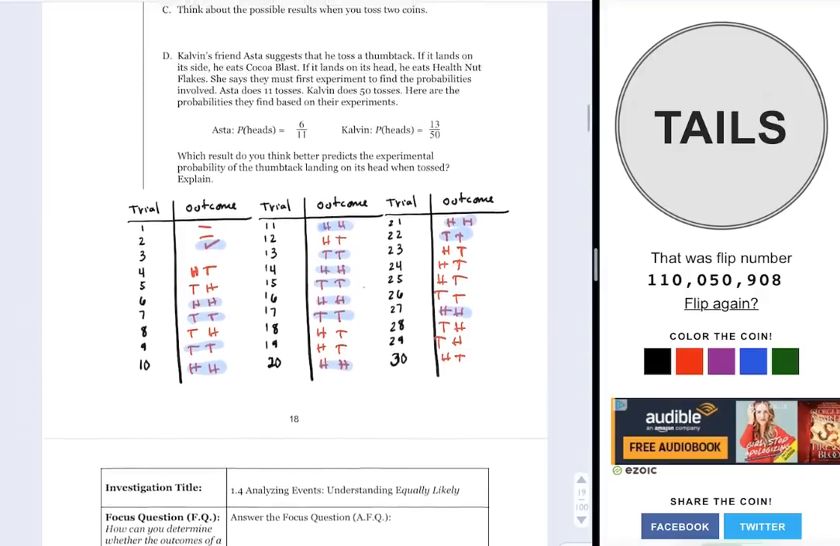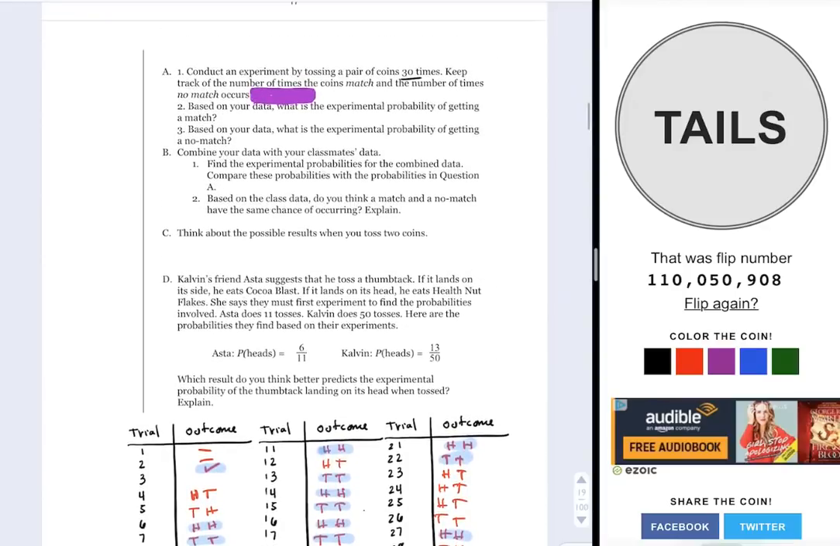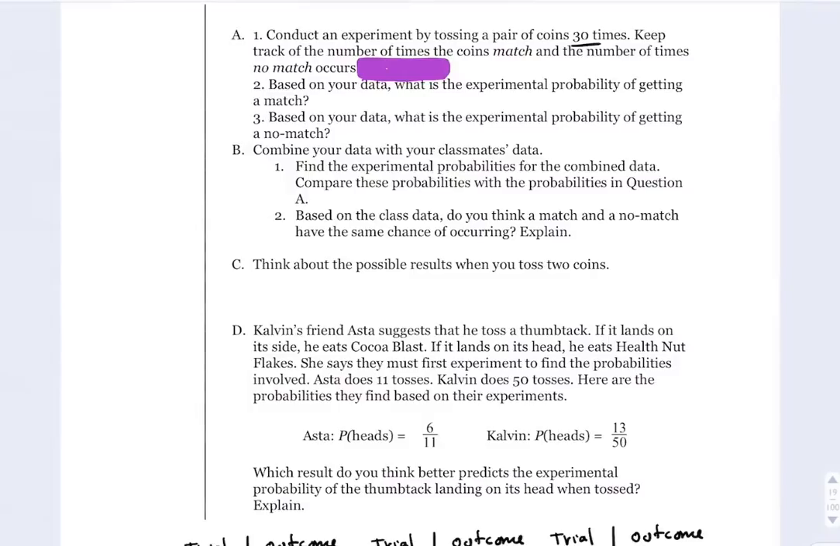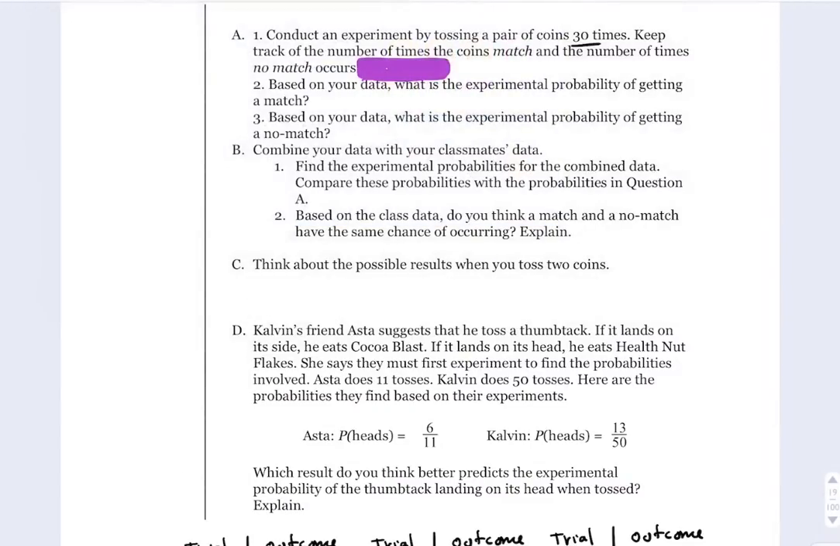So I'm gonna write this as my result here. And since I don't have a lot of space, I'm gonna put it off here to the side. Move this out of the way. And we're not gonna combine our class data because it should mimic something close, and we can kind of make a prediction. Our probability of getting a match. That's what we're wondering about. That's what Calvin is looking for, is 15 out of 30 trials for me.